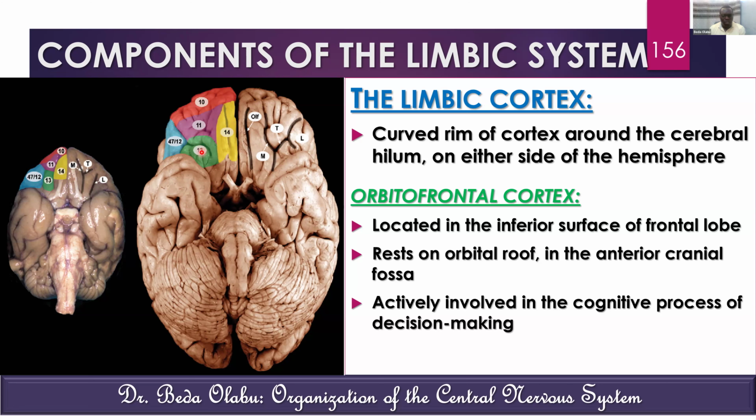In terms of key functions, especially linked to limbic, we know that the orbitofrontal cortex is involved in the cognitive processes that help in decision making. So it's an important part of the limbic system. It's also important in processing reward behaviors. So just processing some reward behaviors.